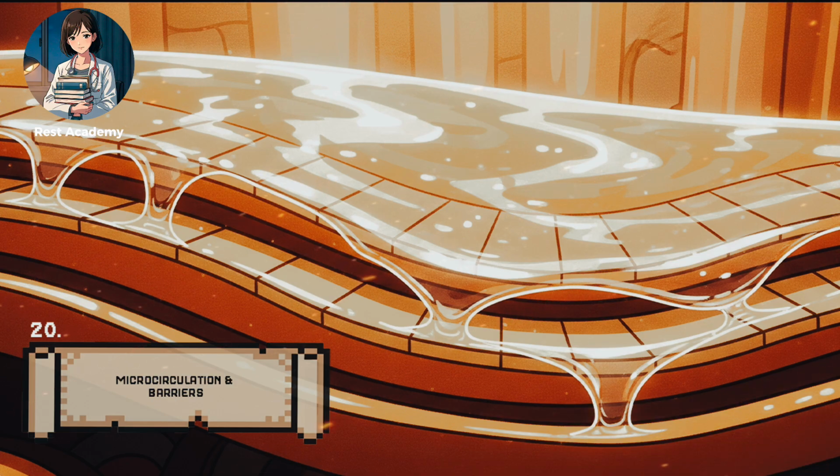Capillaries, the exchange vessels, vary histologically. Fenestrated capillaries, in endocrine organs and kidney glomeruli, have pores for rapid exchange. Continuous capillaries, in muscle and brain, have uninterrupted endothelium and basal lamina. Sinusoidal capillaries, in liver and bone marrow, are discontinuous, allowing passage of cells and macromolecules.